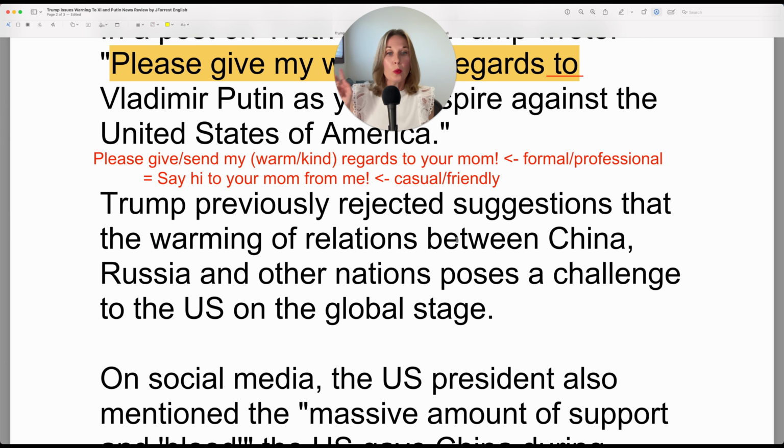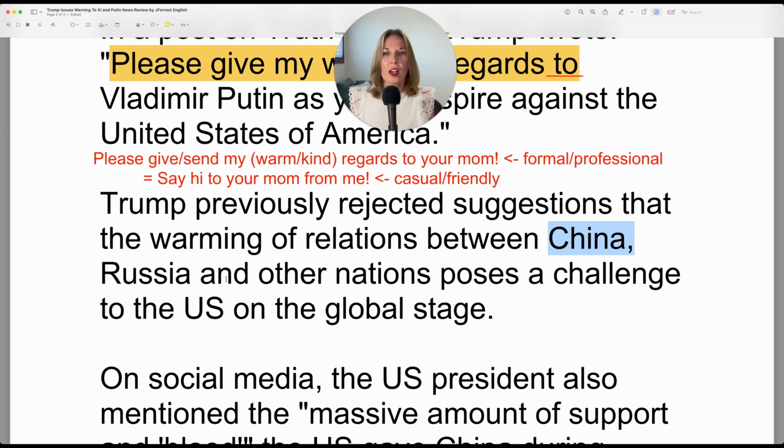Now here, the warming of relations between China, Russia, and other nations poses a challenge. So poses represents creates a challenge, is a challenge to the US on the global scale. But notice the verb conjugation here. We're in the present simple, and we add s to subjects that are third person singular.